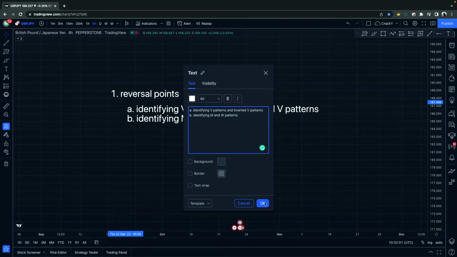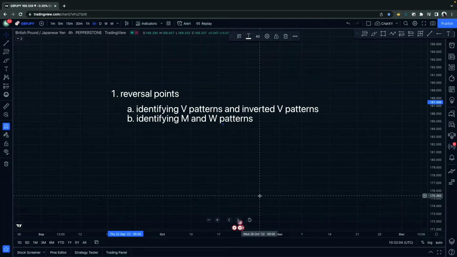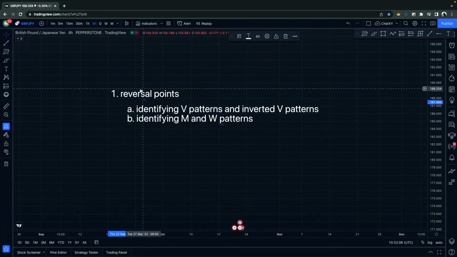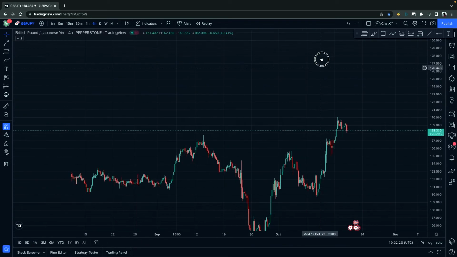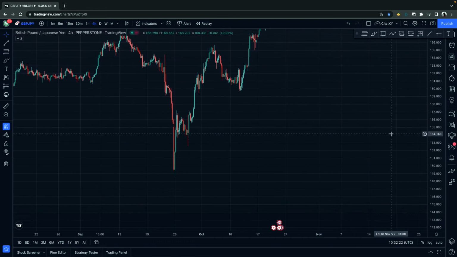Okay. The major thing here is to look out for reversal points. Then that reversal point will then show you either a V pattern or an M pattern or W pattern or inverted V pattern. So let's go down to GJ. So I will show you all of this.